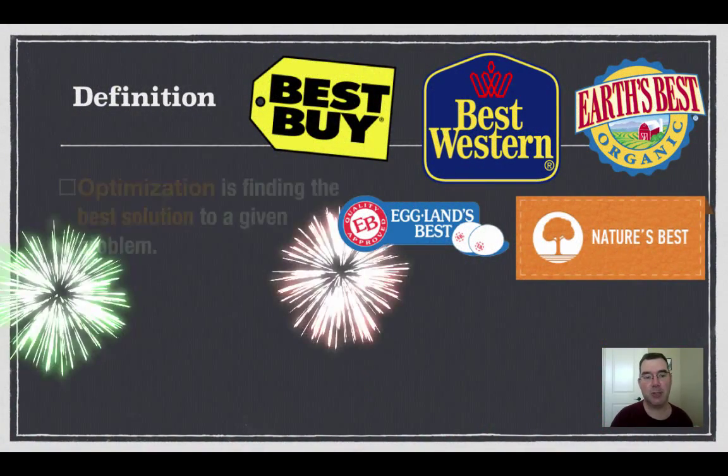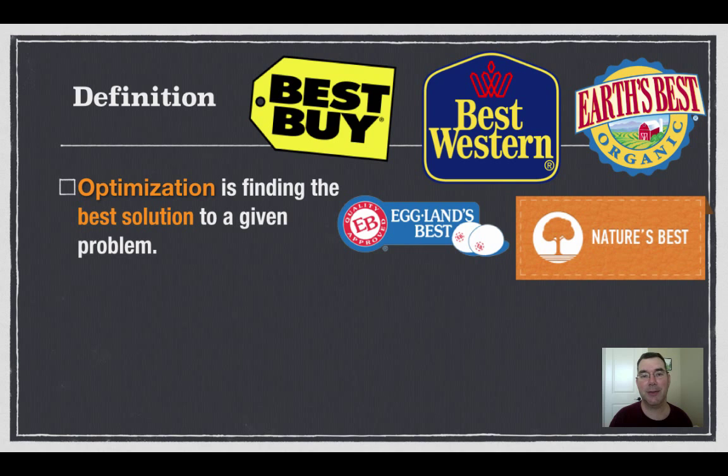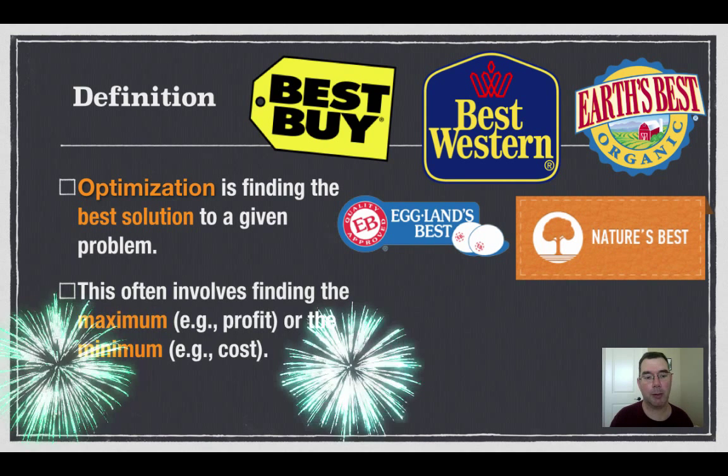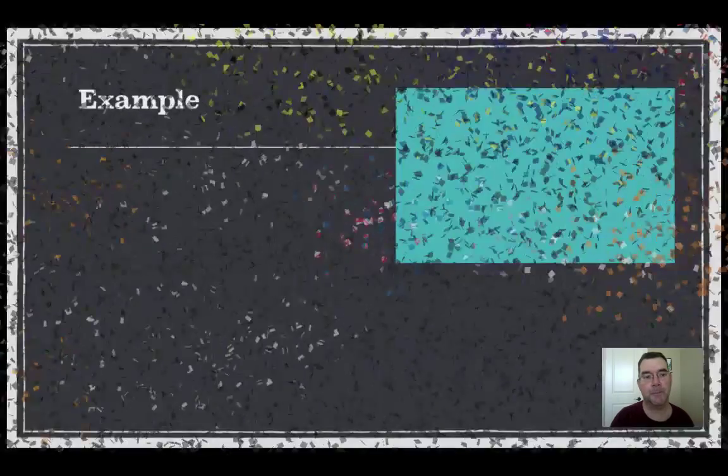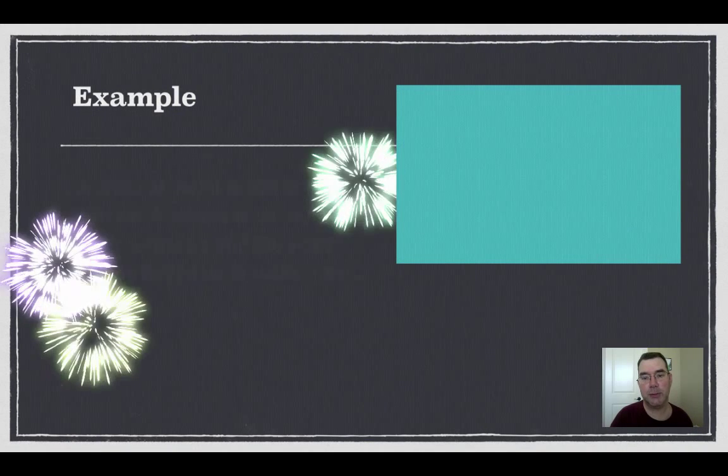What is the definition of optimization? It's simply finding the best solution to a given problem. It usually involves finding the maximum value or the minimum value of a certain function. So let's go through some examples.